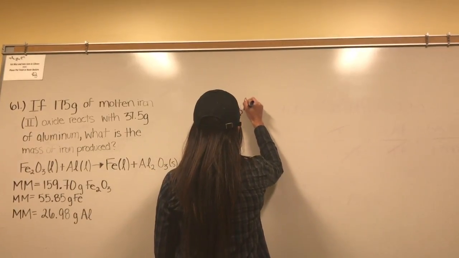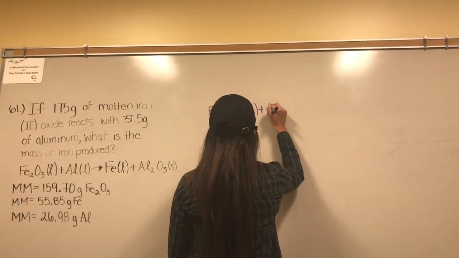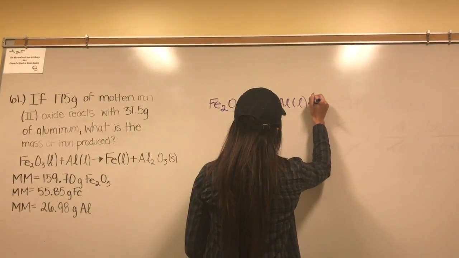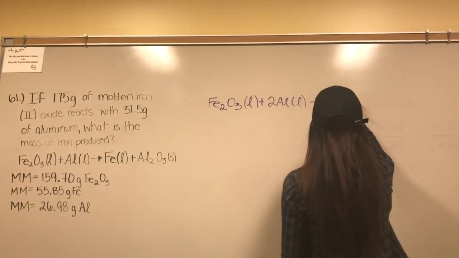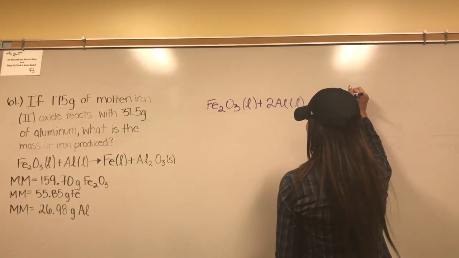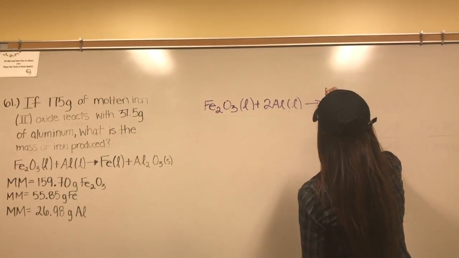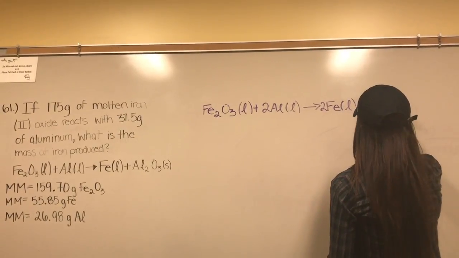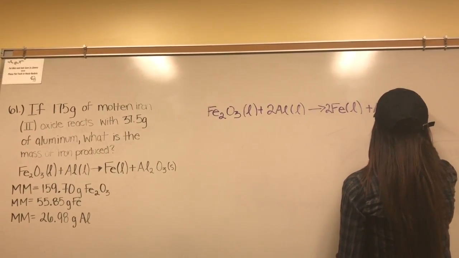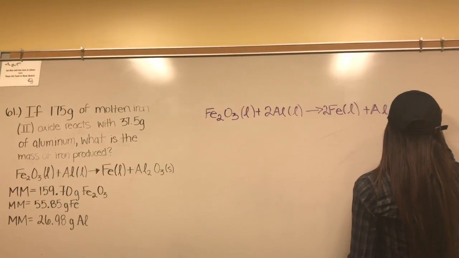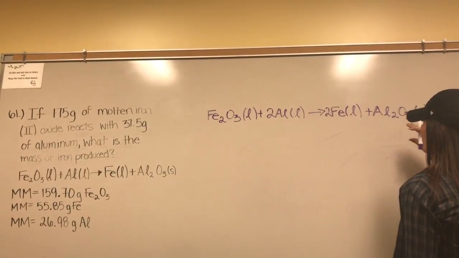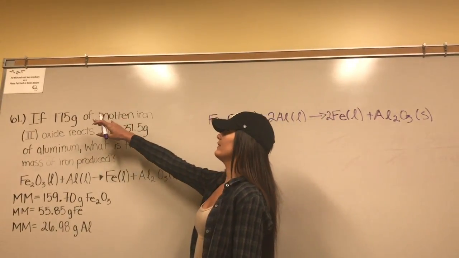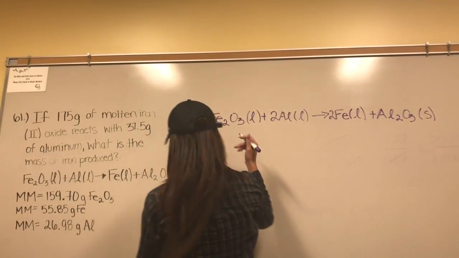So to do that, we're gonna have to do Fe2O3 in liquid form plus 2Al, because that's gonna balance the other side, in liquid form, reacts to Fe in liquid form, and then we're gonna have to add a 2 in front of the Fe because now it's balanced, plus Al2O3 in solid form. Alright, so now that our equation is balanced, next off we're gonna have to take our 175 grams of molten iron(III) oxide.